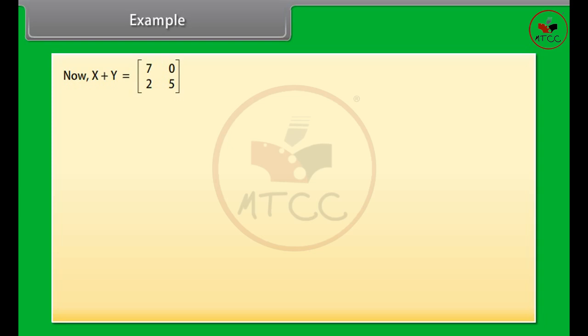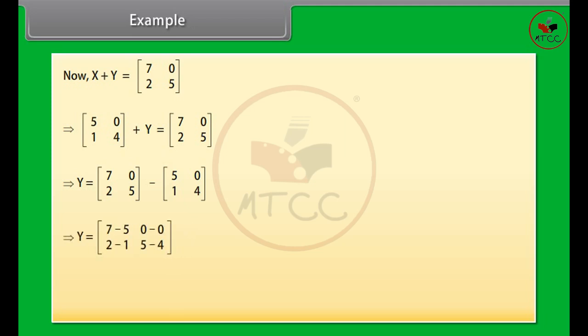Now substituting the value of X in X plus Y and solving it, we get the matrix Y is equal to, row-wise: first row 2 0, second row 1 1.